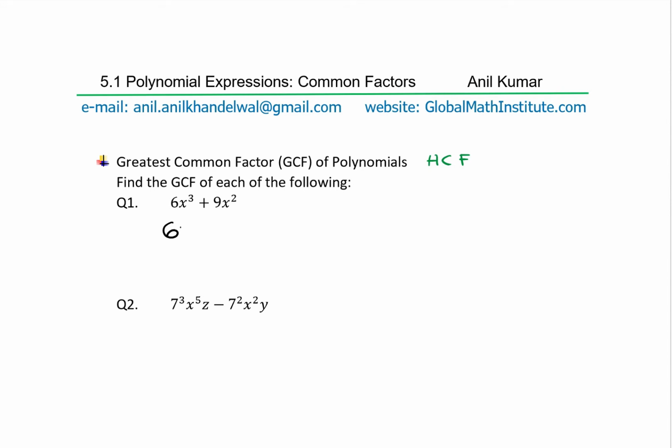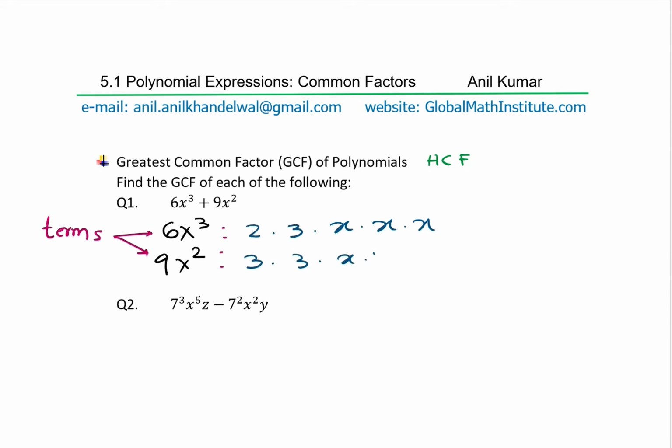We have 6x cubed and we have 9x squared. So these are the two terms, right? So what we call them as two terms. So these are the terms. Now let's write down the factors for these terms. So when you want to write the factors, 6 could be written as 2 times 3, and x cubed could be written as x times x times x, right? 9 could be written as 3 times 3 and x times x.